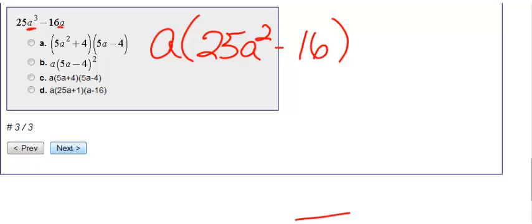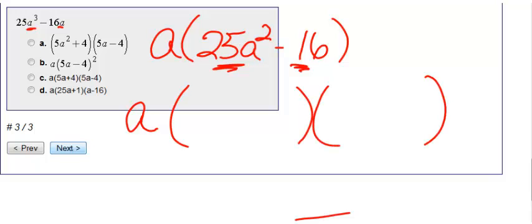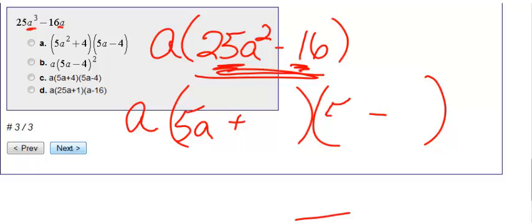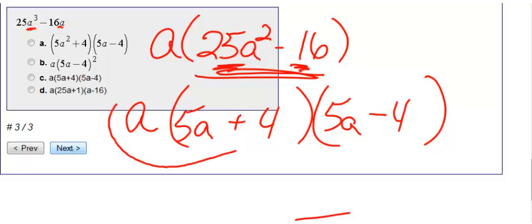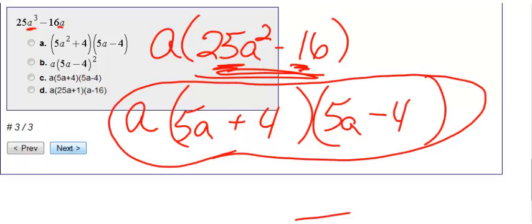So now I see I can factor these down. It's a perfect squares here. I can't forget this a here. And now I'm factoring this here. One's a plus, one's a minus. The square root of 25 is 5, so I get 5a, 5a. The square root of 16 is 4, 4 and 4. So we get a times 5a plus 4, and then 5a minus 4, which is choice C.